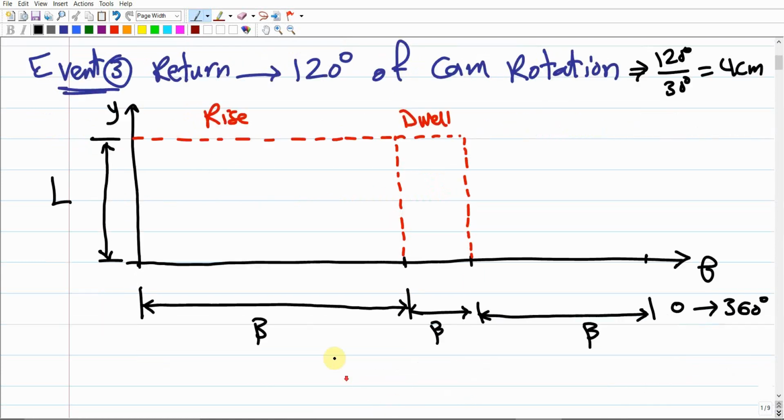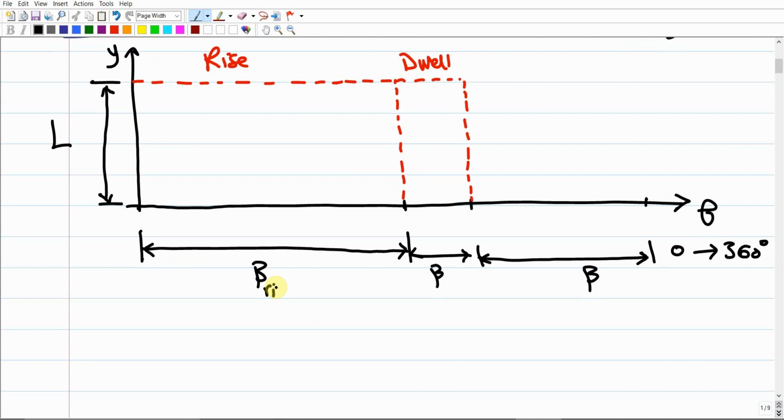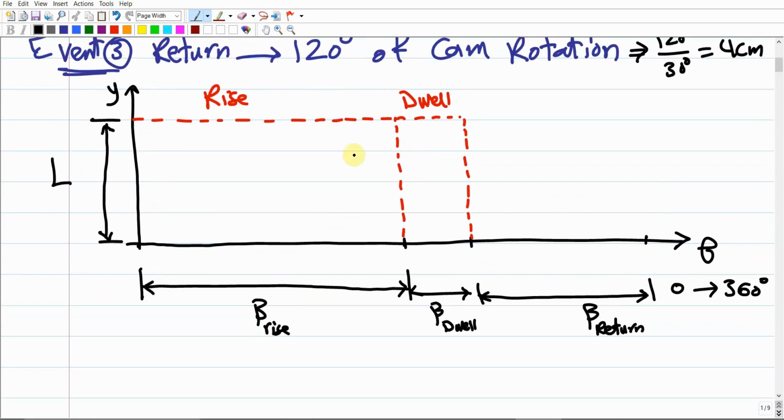So these are the different betas. We can say that this is beta for rise, beta for the dwell period, and we do have beta for the return period. Make sense? In addition to the total lift, or the maximum displacement of the follower, as already given to us, this L value, the lift value, will be given to you in the problem, right? So this definitely is going to give us the return period.